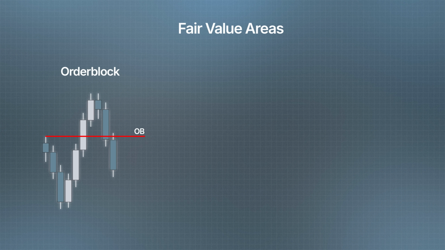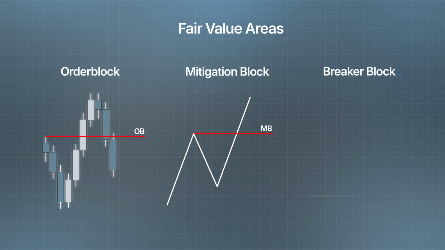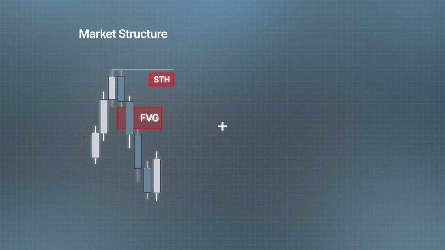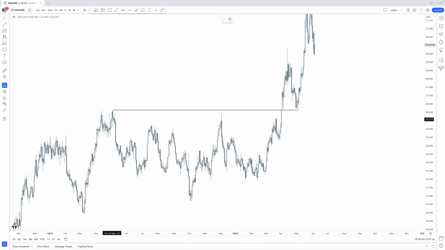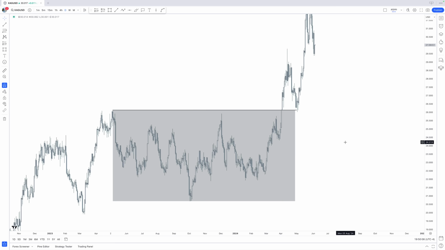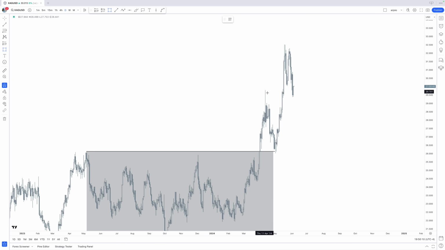Fair value areas are a more advanced understanding and a group name of the following 3 PD arrays: order block, mitigation block, and break block. Those are all fair value areas. And what can we now notice when we put market structure and institutional together? We get institutional market structure. Why? Because the fair value area is the area from the intermediate term high towards the intermediate term low right there. The same for this intermediate term high towards that intermediate term low creates a new fair value area.